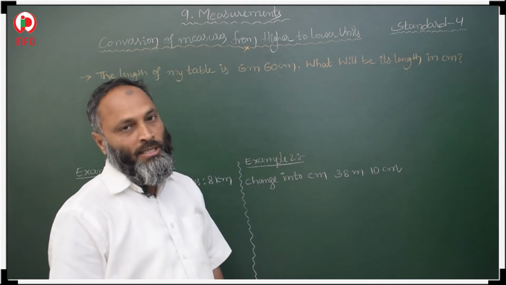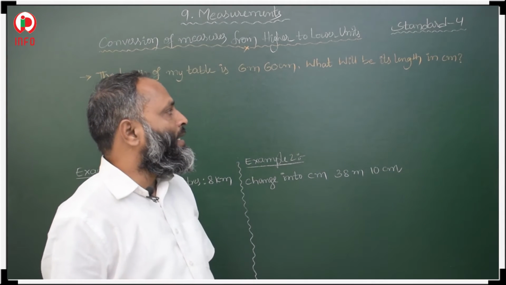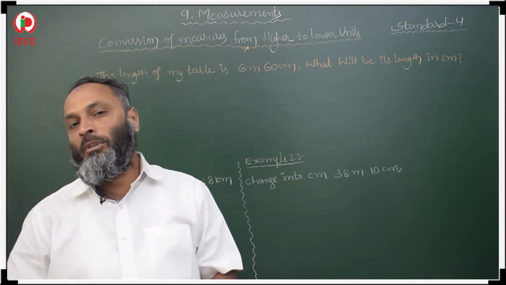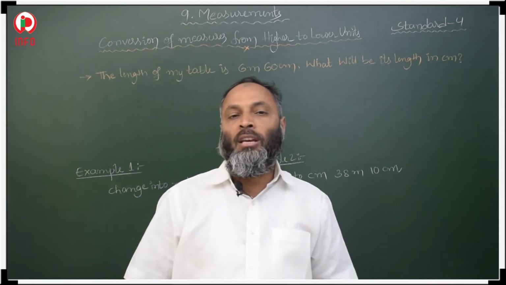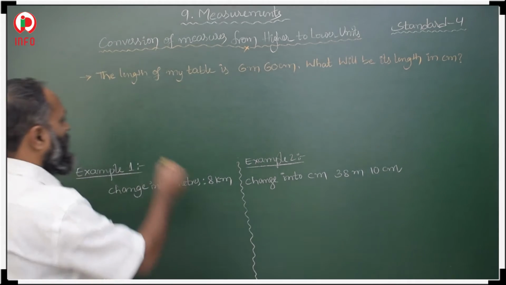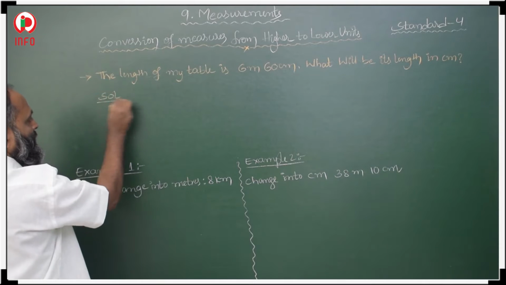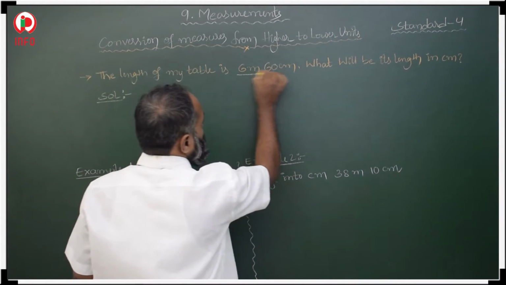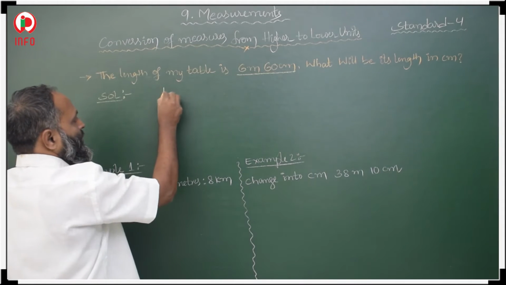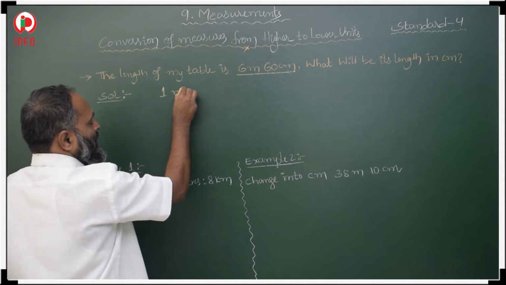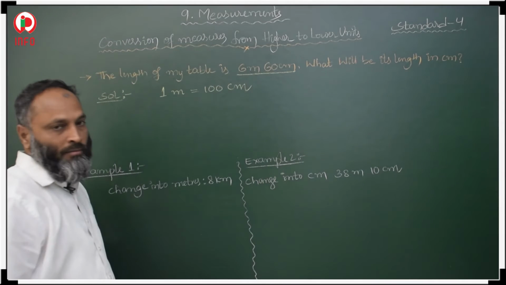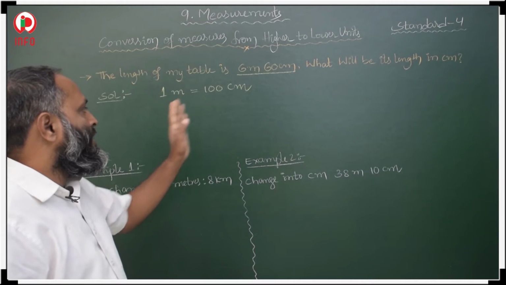This is meters and centimeters. Now what will be its length in centimeters? We have to convert this total length of my table into centimeters, not meters. See here, how to do this? Table length is 6 meters and 60 centimeters. First, 1 meter is equal to how many centimeters? 1 meter is 100 centimeters.